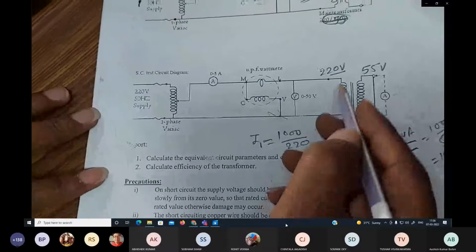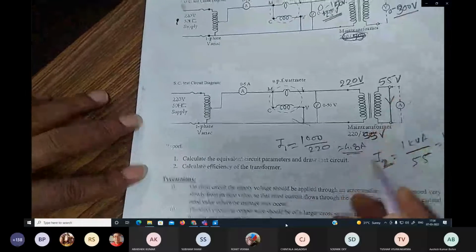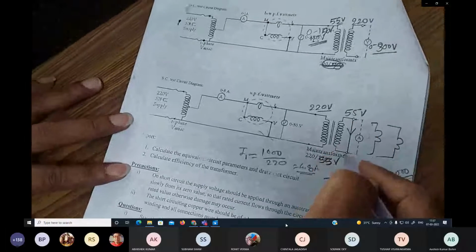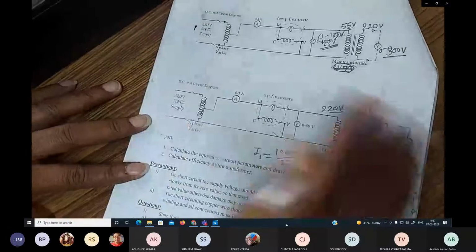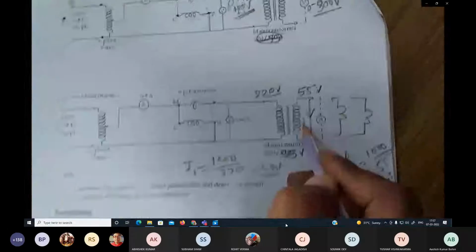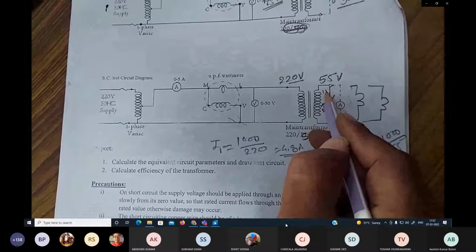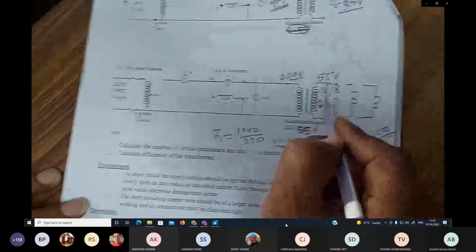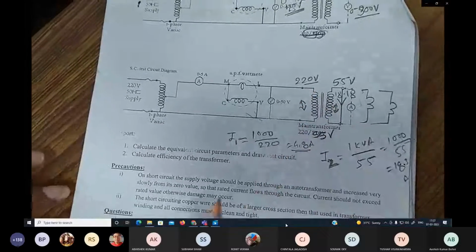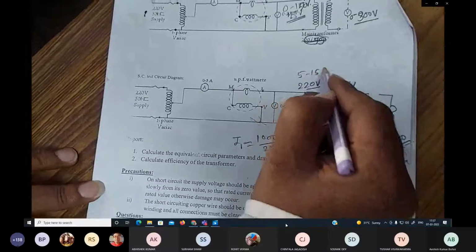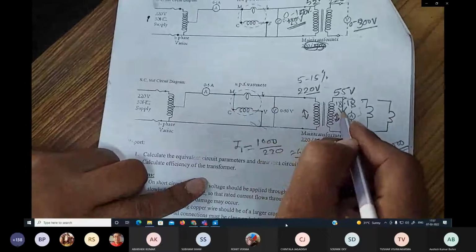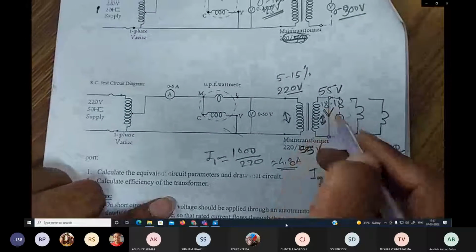Why is that 5 to 15% voltage sufficient to send the full load current? Because normally there will be lamps, there will be loads. But in the short circuit condition, the lamps will not be there, no load will be connected, so only one small wire will be there, which has very little resistance. So a very small induced voltage here will be sufficient to send at least the full load current of 18.18 ampere. For inducing that small voltage, the primary voltage required is also very small, not the full voltage. That's why 5 to 15% of the 220 volt rated value of that winding is required to send the full load current through the secondary.